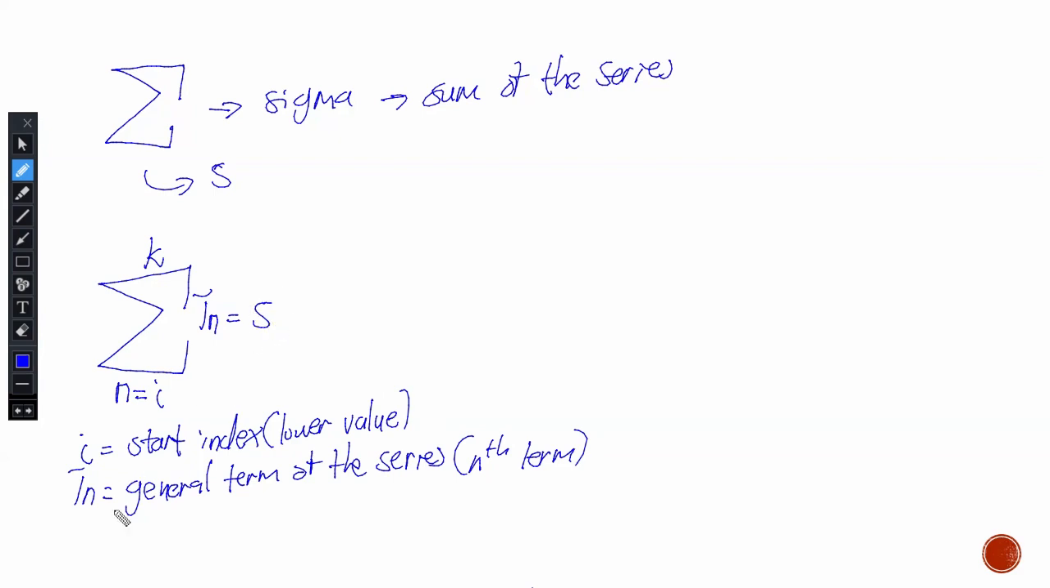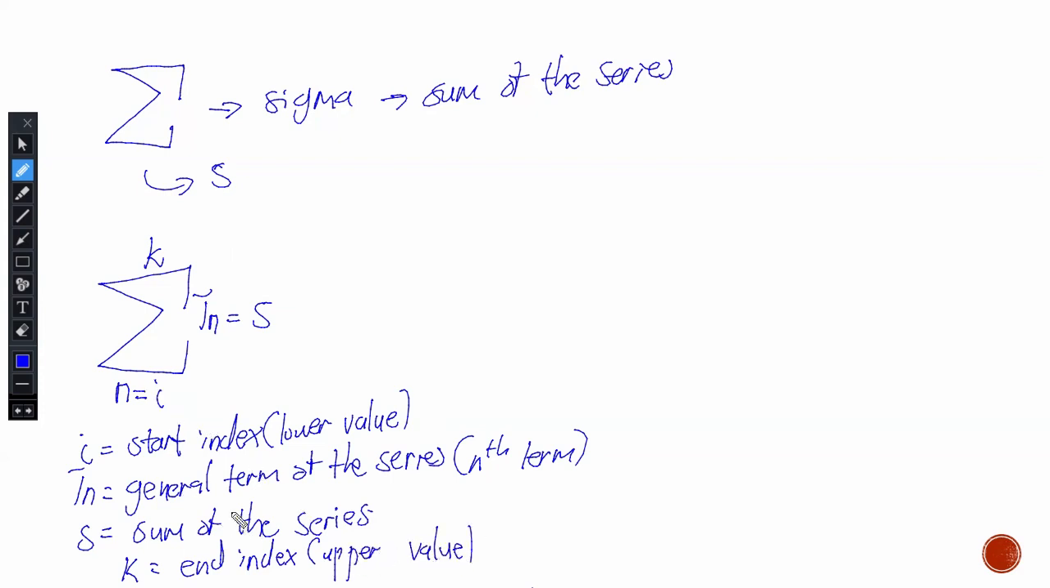Now what is the S here? The S will be the sum of the series. So after you have found the pattern, then you'd have to calculate the sum of the series. But obviously in order to calculate the sum of the series, you'd have to know how many terms you are adding, which is where k goes in. So k here is your end index, right? So this is your upper value, right?